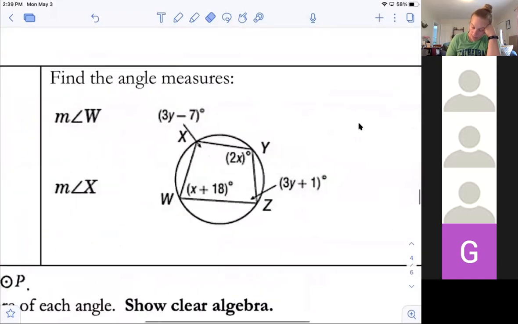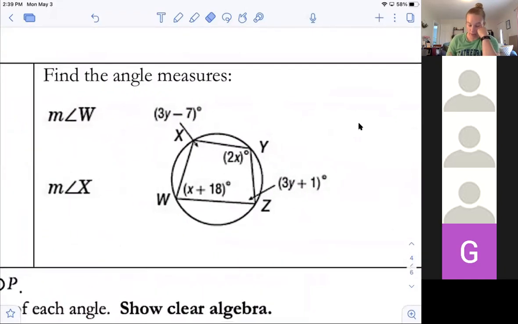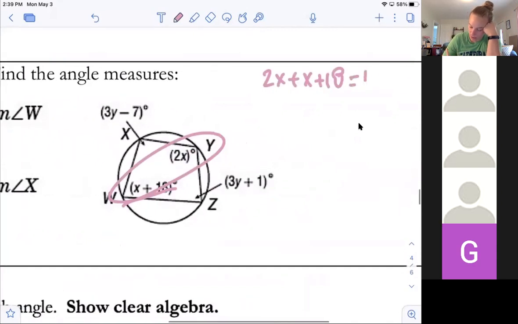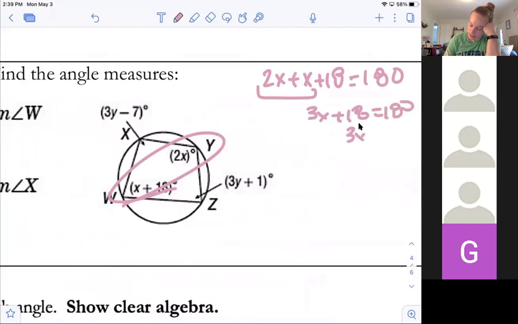All right. Similar idea here. Again, opposite angles go together. So I'm going to do 2x and x plus 18. Okay, that seems fine. 2x plus x plus 18 equals 180. So that becomes 3x plus 18 equals 180. Going to subtract 18 from both sides. We get 162, and then we divide that by 3, and we get 54. X equals 54.